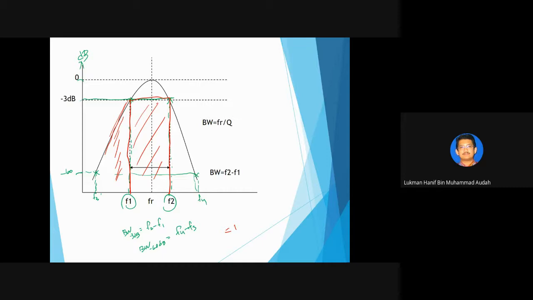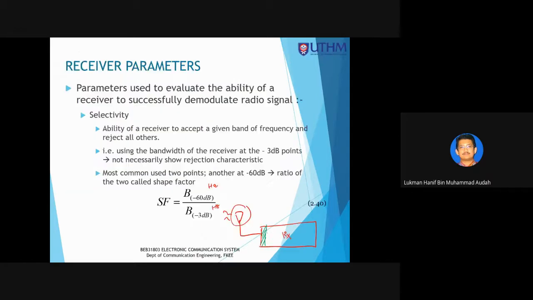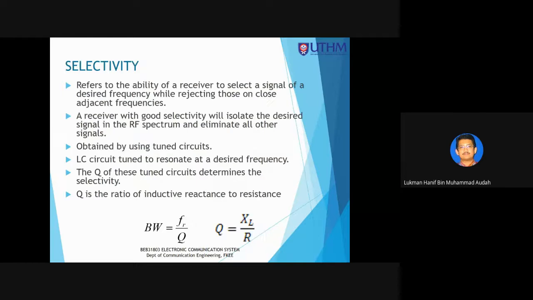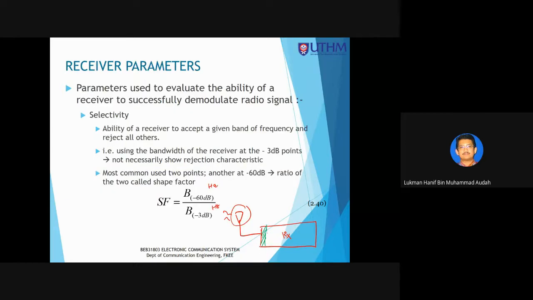Okay. Kalau dia sama dengan yang minus 3 dB ini, lagi bagus. Okay. So that means we want the skirt to be as narrow as possible when we design the filter. Okay. So shape factor yang terbaik adalah menuju nilai 1. Okay, there's a shape factor. Dia tidak ada unit. Dan kita boleh buat dalam sebutan dB, so 10 log shape factor.